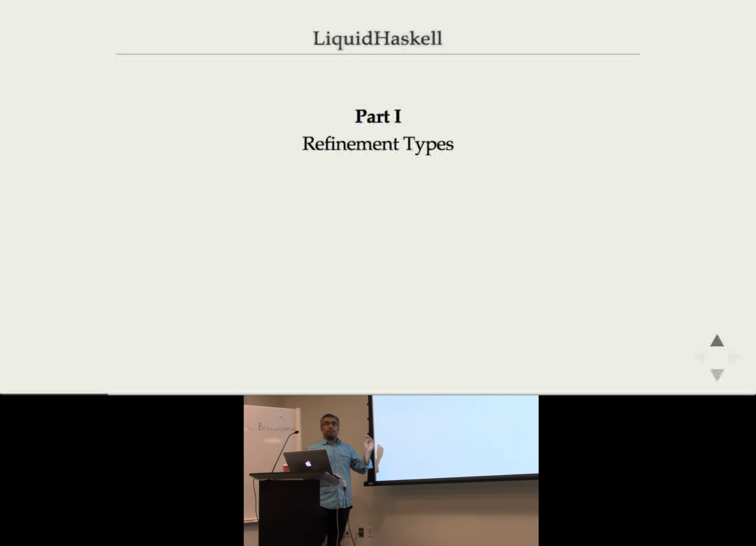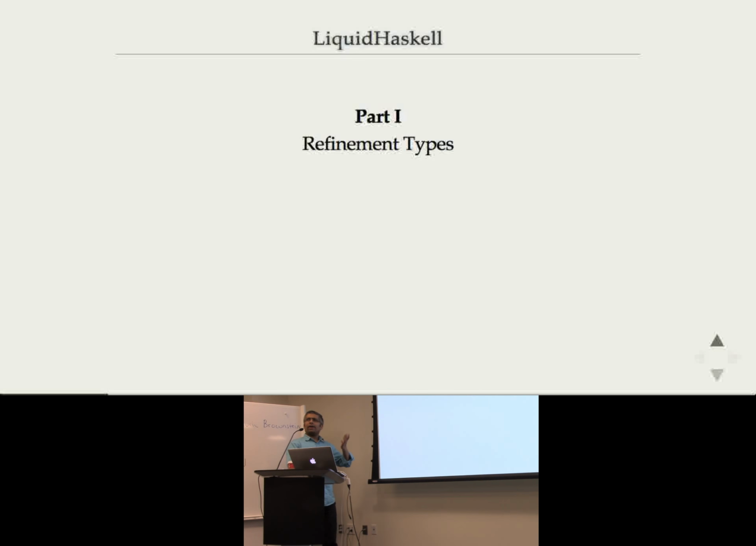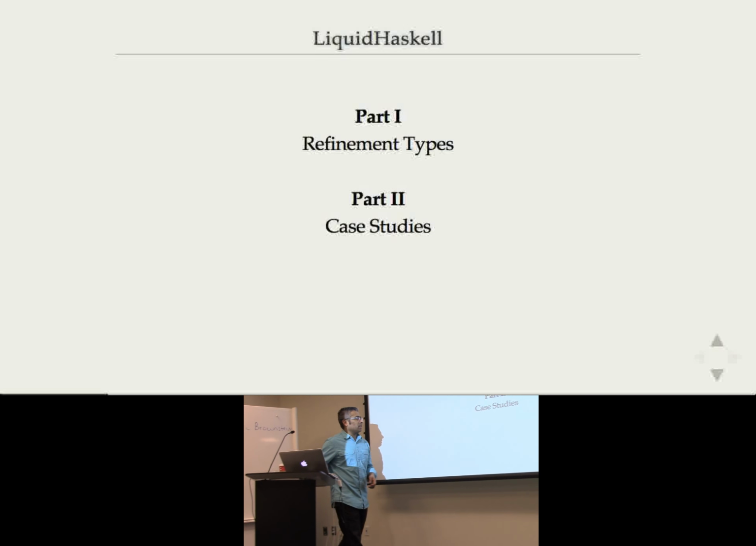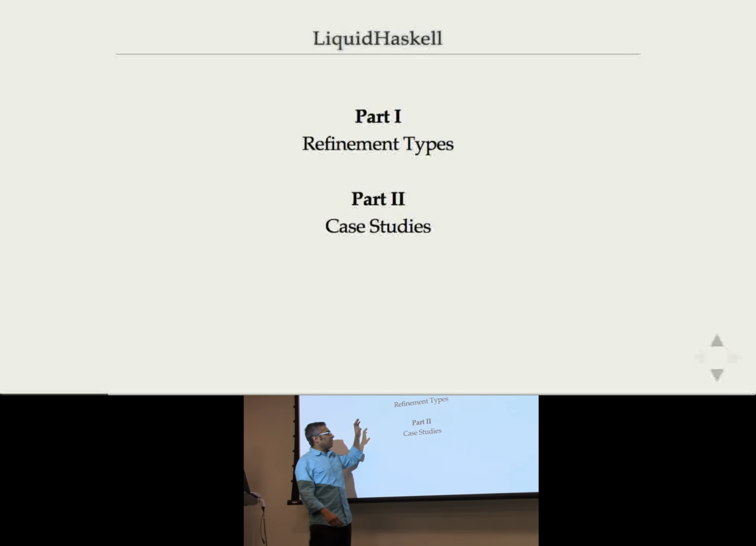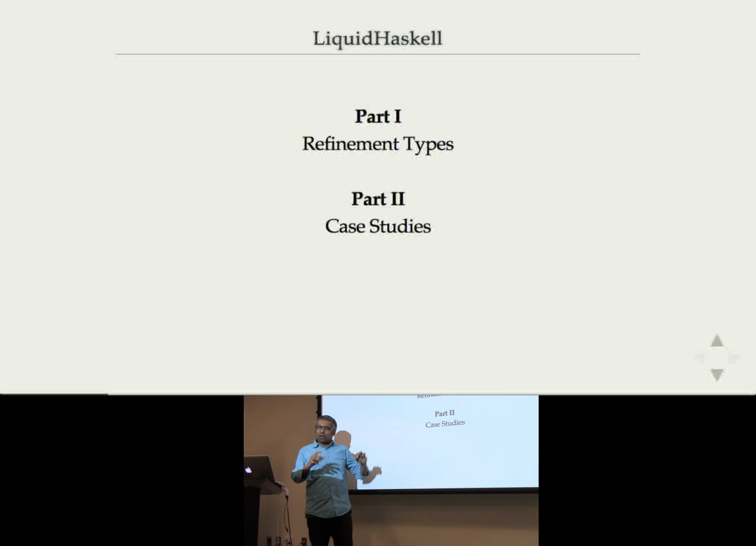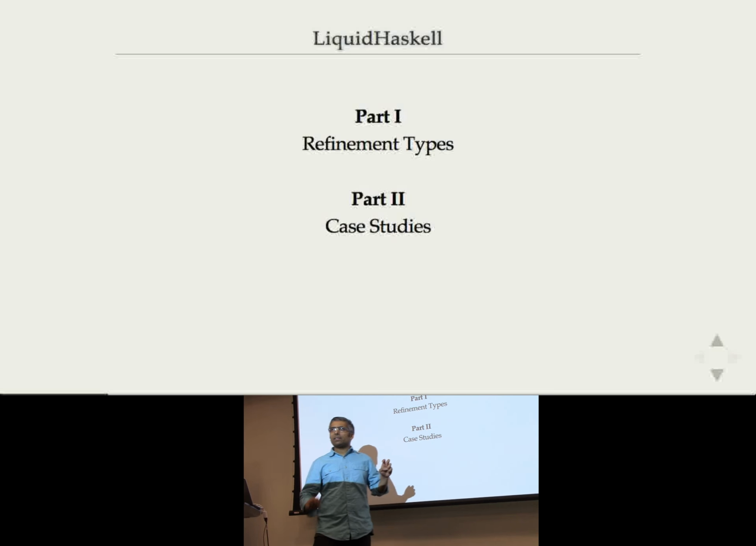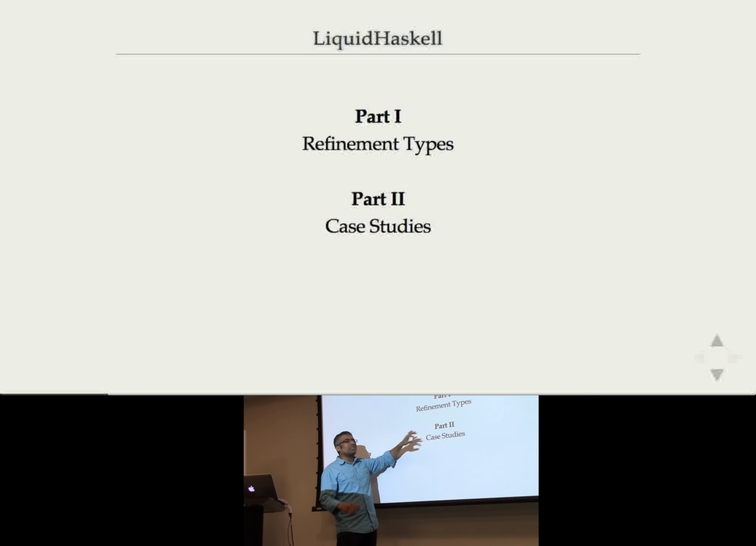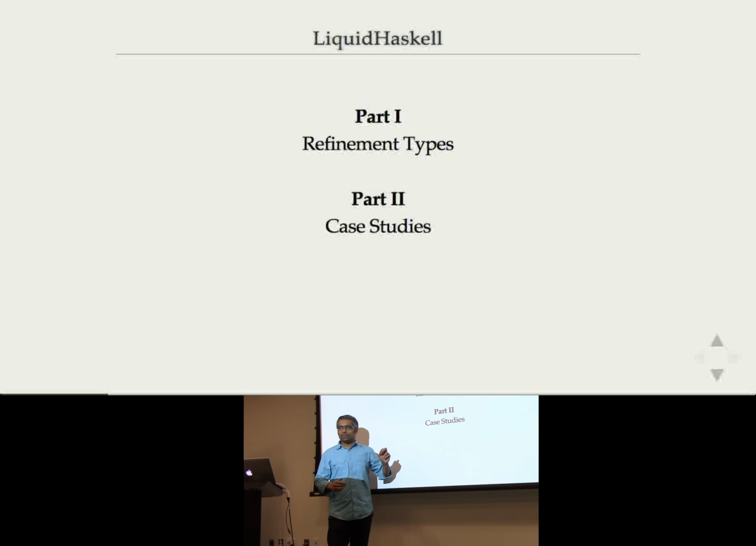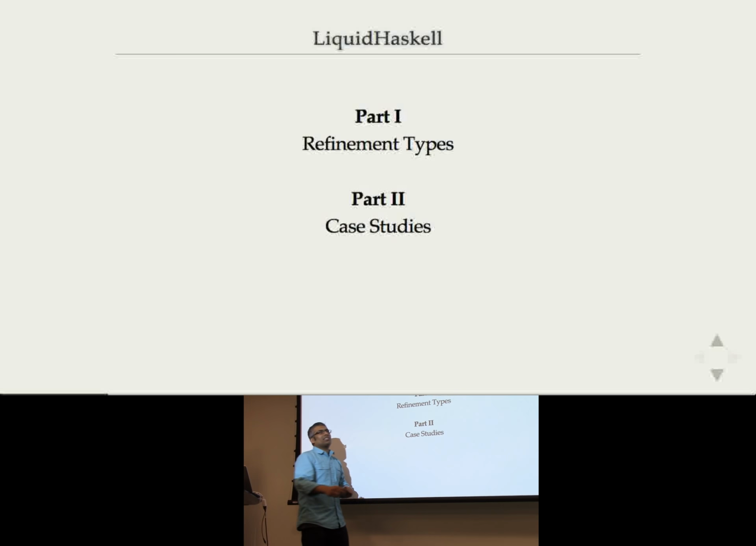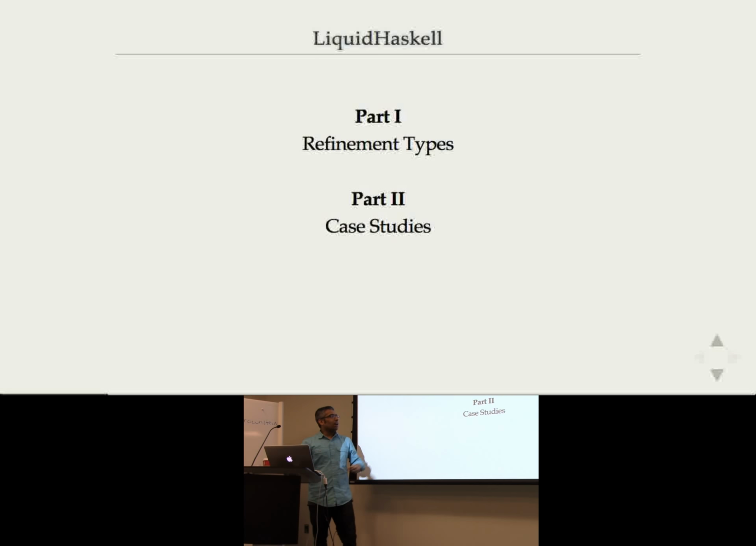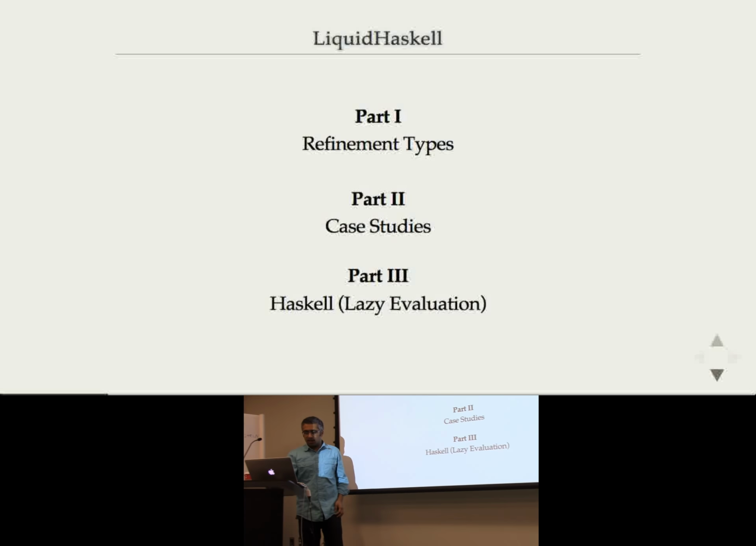For those people who know what dependent types are, you'll be able to figure this out. The first part will have lots of really small, quote-unquote toy examples. In the second part, I'll show you some slightly larger examples. I should have put quotations around the case studies, but these will be slightly larger examples.